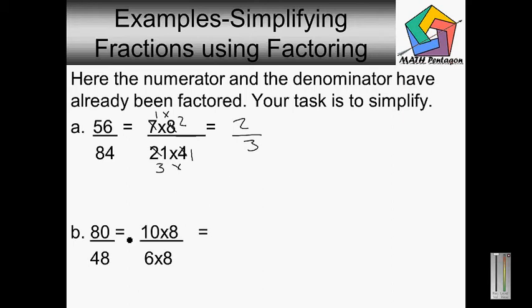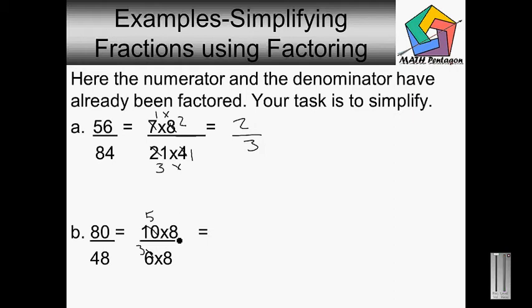We have 80 over 48. And as you can see, we already have the factors next to this fraction. So basically we've got to do what we did on the top, which is reduce, or simplify. So let's say 2 goes into 10 5 times, and 2 goes into 6 3 times. So right now we have 5 over 3 on this side.